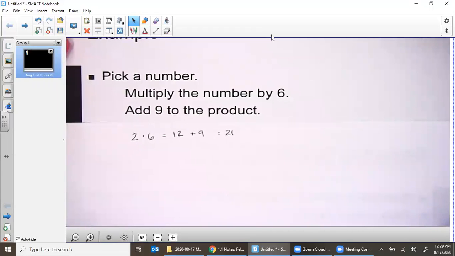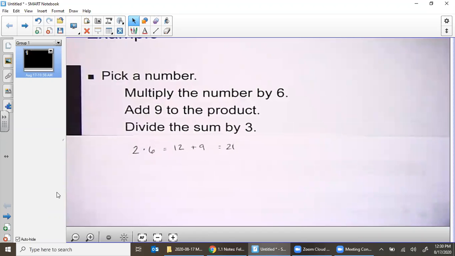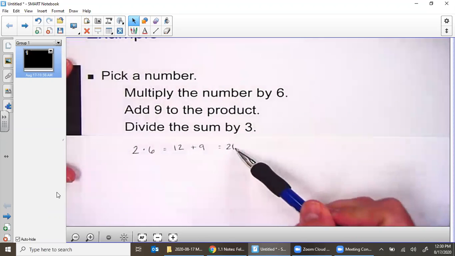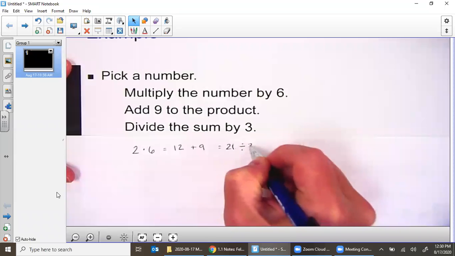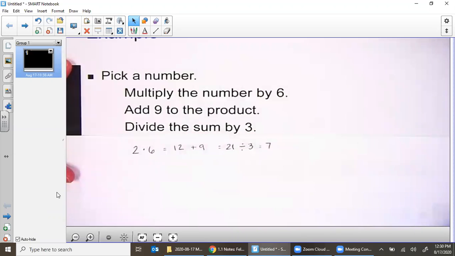Are we okay so far? I don't want to go too quick. If you guys need a calculator, you can get a calculator out too. Okay. Next thing, you are going to divide the sum that you just got by 3. So I'm going to be doing 21 divided by 3 to give me 7.